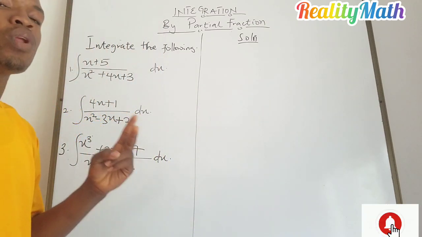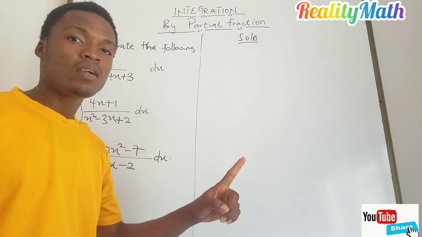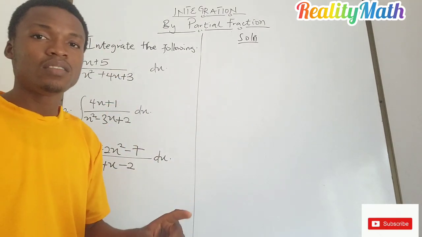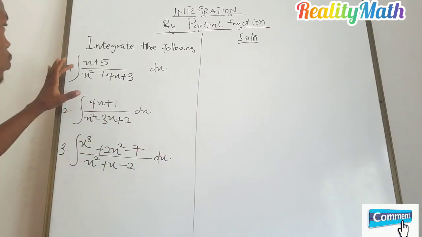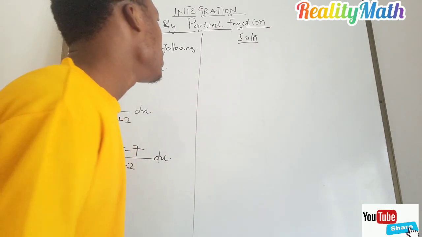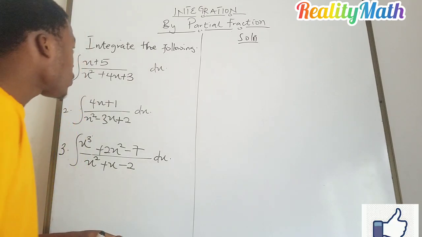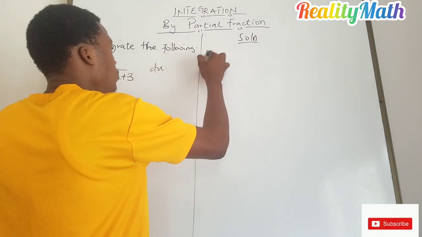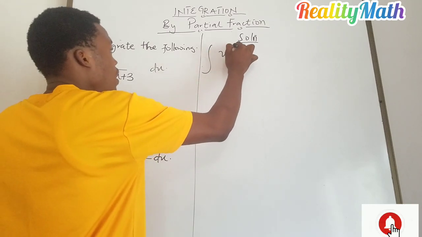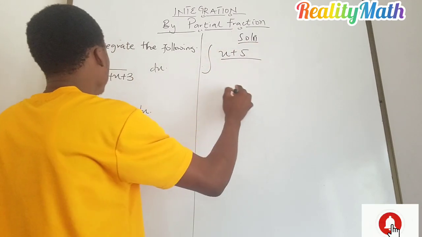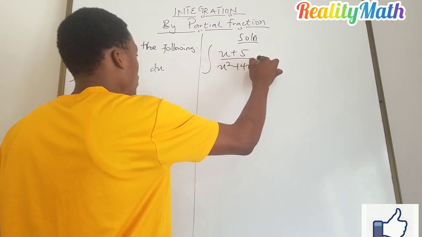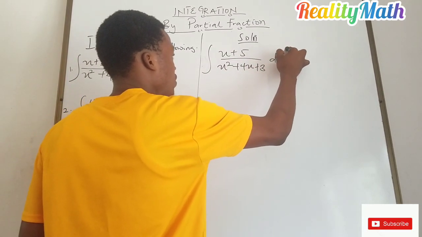So we are going to employ two steps. Number one, we decompose this into partial fractions, and number two, we integrate these partial fractions. All right, so let's take the first one. We have the integral of x plus 5 all over x squared plus 4x plus 3 dx.